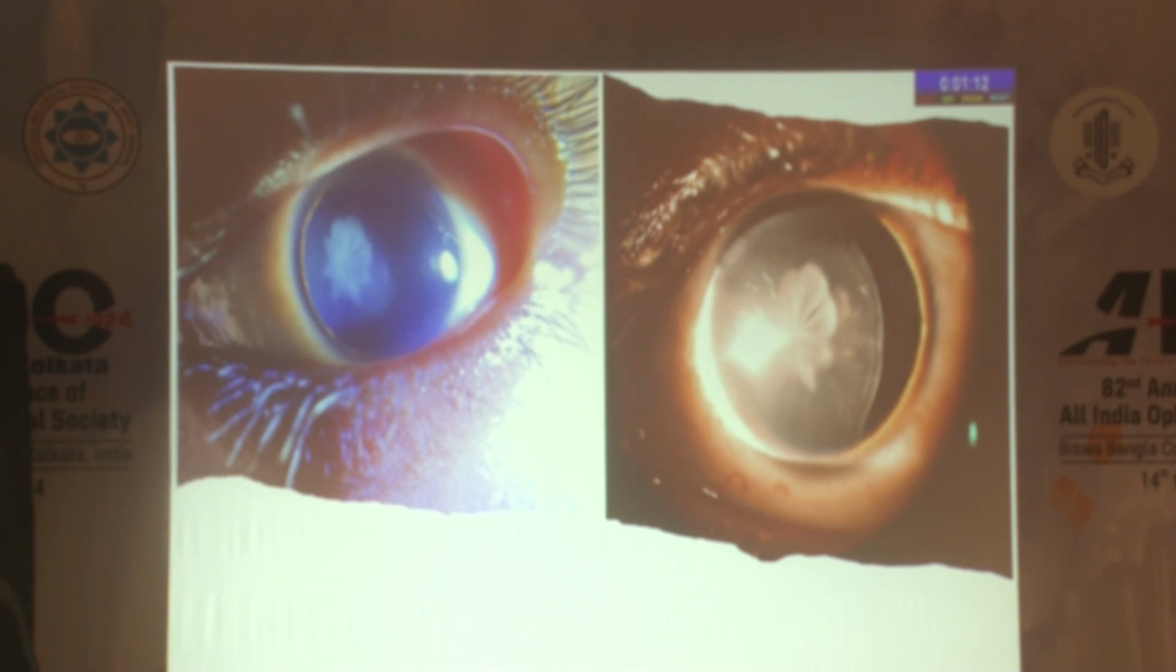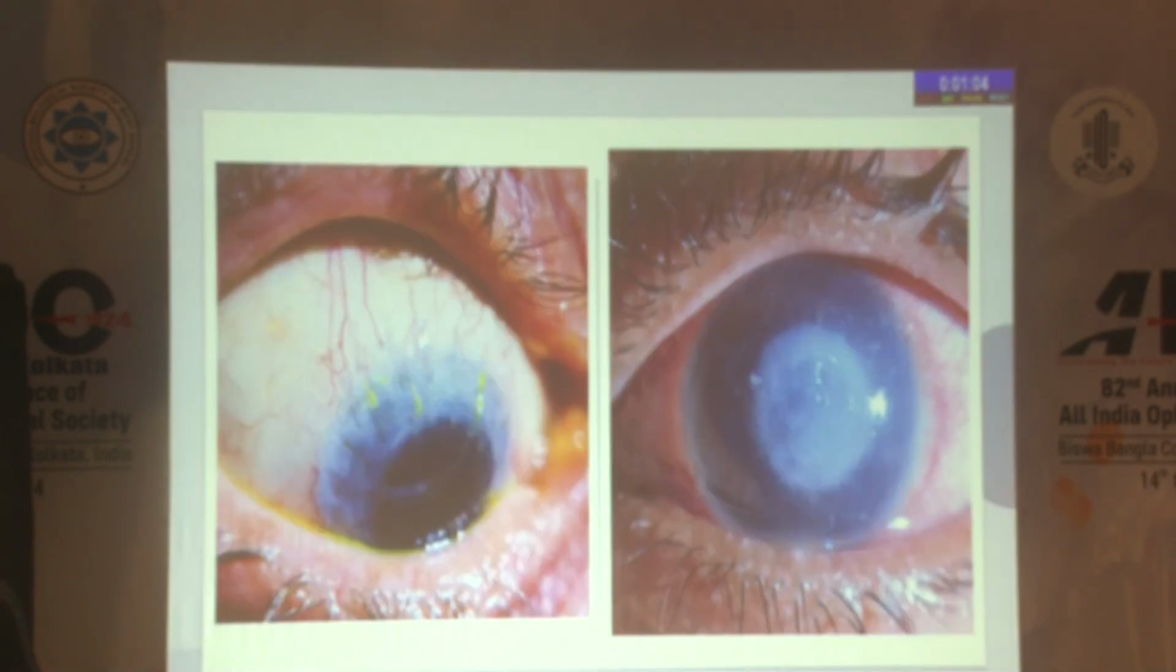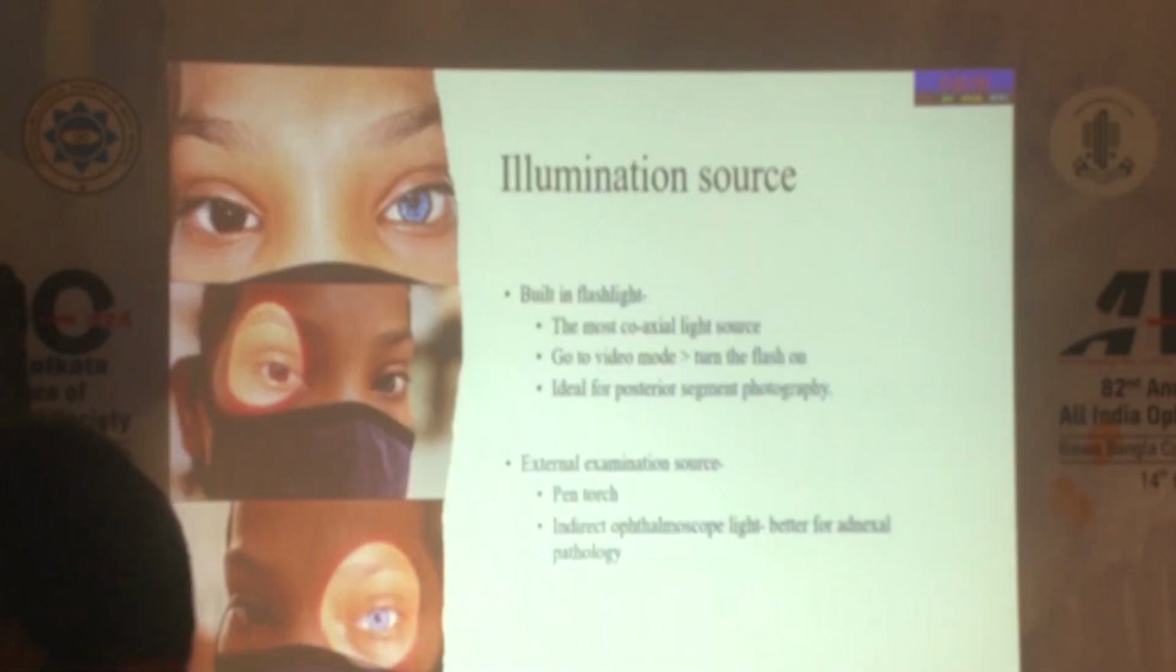You can see the broken zonules and the stretched out zonules in this image of the traumatic subluxated cataract. These are some congenital cataracts. You can see the loose sutures of the post-keratoplasty patient. This can be helpful in ophthalmology, as these patients should be referred for the removal of the sutures. These are some patients with ulcer.